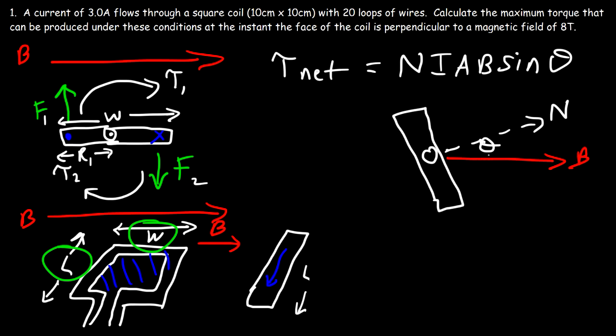Now, the maximum torque occurs when the magnetic field is perpendicular to the normal line, which we have in this case. So under this situation, the torque will be a maximum. Now, what's going to happen? Well, we have a net torque that's clockwise. So eventually, the side view of the coil is going to look like this.